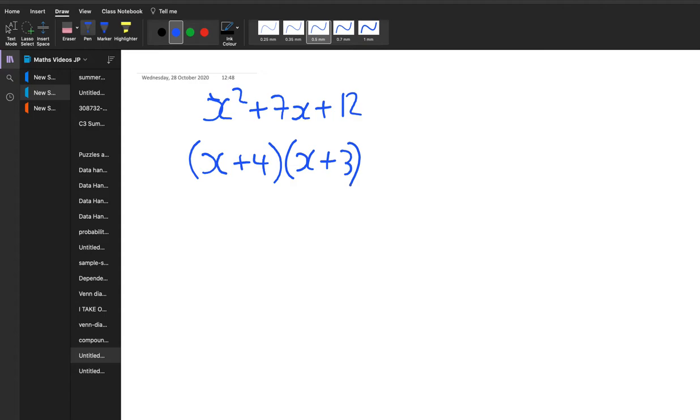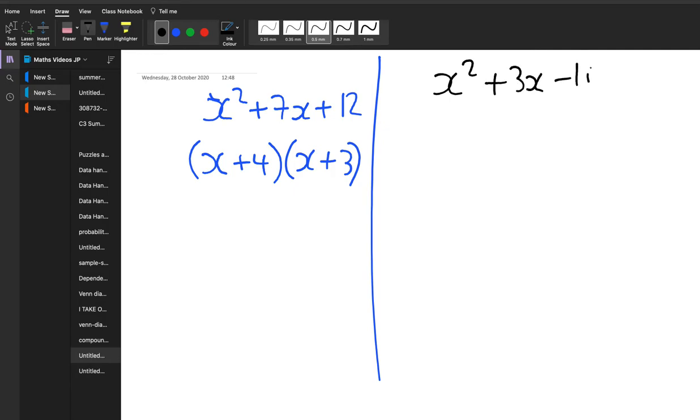That's fine. They might give you ones with negative numbers. Imagine they gave you x squared plus 3x minus 10. It still takes us to where we need to go. Find two numbers that multiply to give minus 10 and add to give 3. That's going to be 5 and minus 2. So x plus 5, x minus 2. 5 times minus 2 is minus 10, and 5 minus 2 gives us 3. That's all well and good.